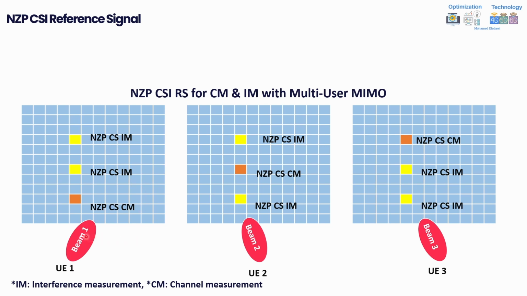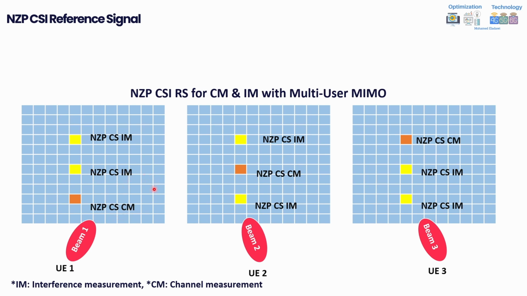So that's why you have this kind of combination within multi-user MIMO, and this is the main use of the channel measurement along with the interference management for the non-zero power. That's why each of the UEs will be configured with two non-zero power CSI-RS in this particular case, non-zero power CSI-IM and one zero power CSI-IM. So assuming that you have only two users, in this case you will require only two resources, one for CM and one for IM.